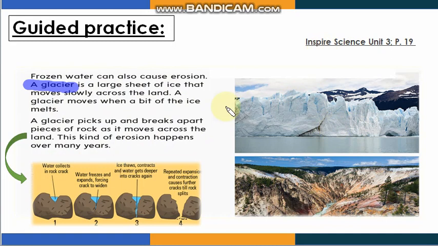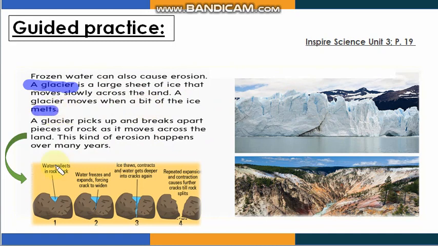And when I say slowly, you know what will come to my mind? Do you remember in the previous lessons we talked about slow and fast changes? So now we're talking about slow changes that happen in the earth's surface. Okay, so let's read what's written over here. A glacier is a large sheet of ice that moves slowly across the land. A glacier moves when a bit of the ice melts.